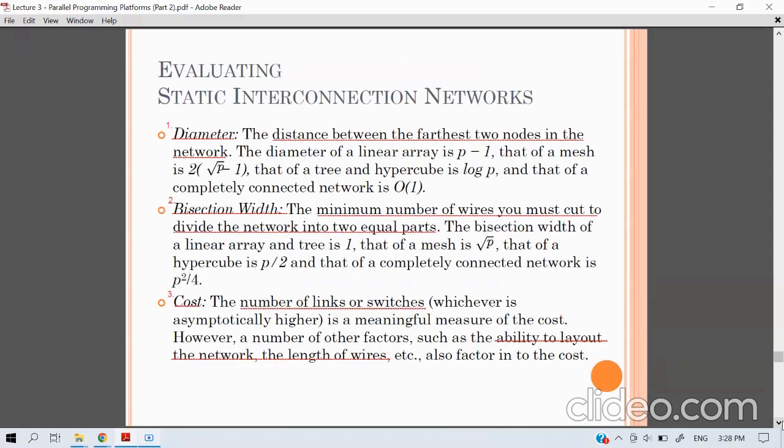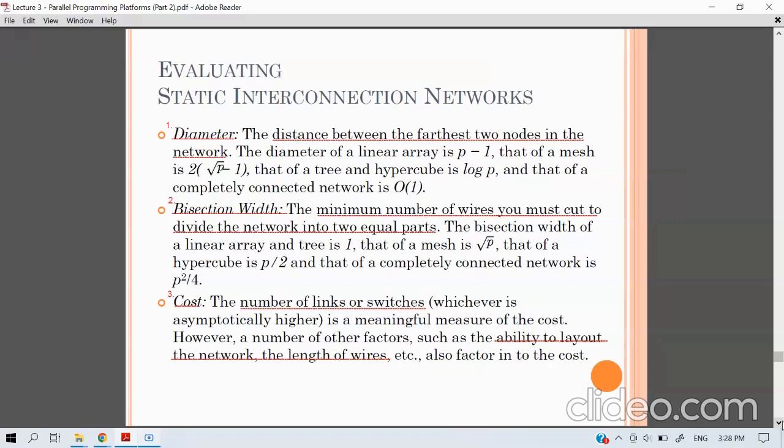Okay. So we already know several types of network topologies. How do we want to evaluate these topologies? Basically there are three factors that need to be considered. The first one is called diameter. Diameter is the distance between the farthest two nodes in the network.